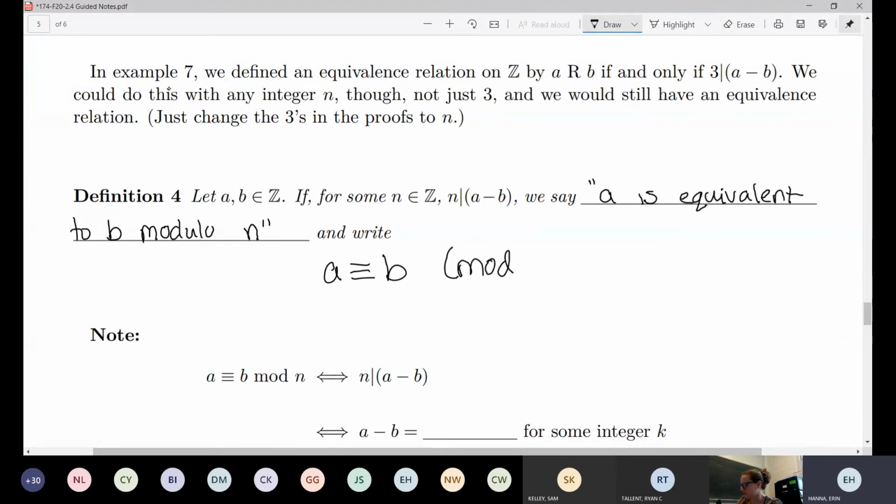Now, I always write my mod n in parentheses. Sometimes you can drop the parentheses. I think it's more of a math thing to write it in parentheses, so I will probably always write them, but you can definitely write it without the parentheses, and it's fine, like it does right here.